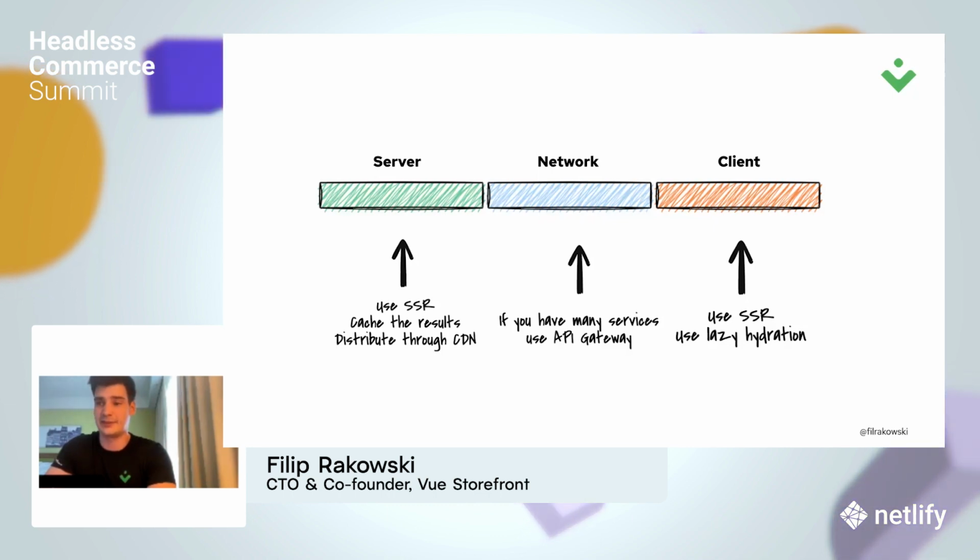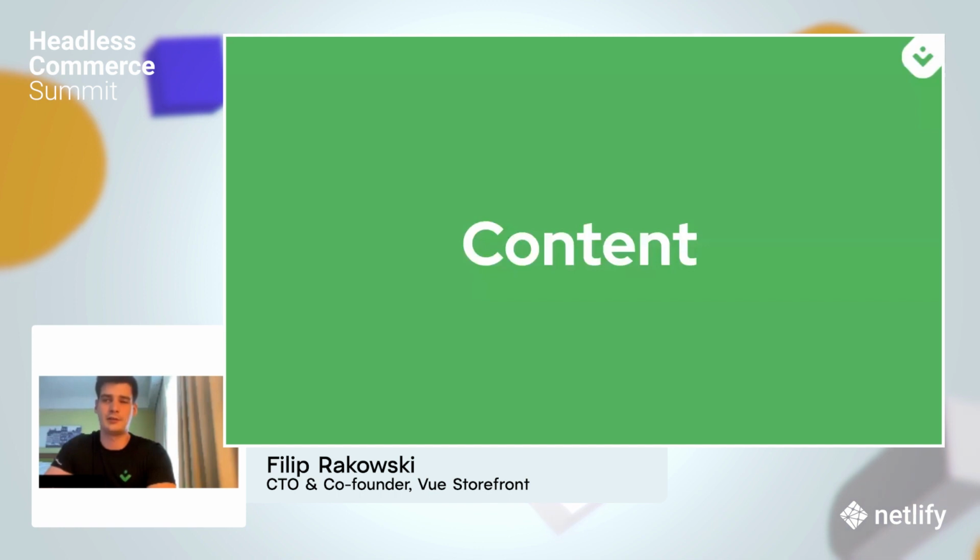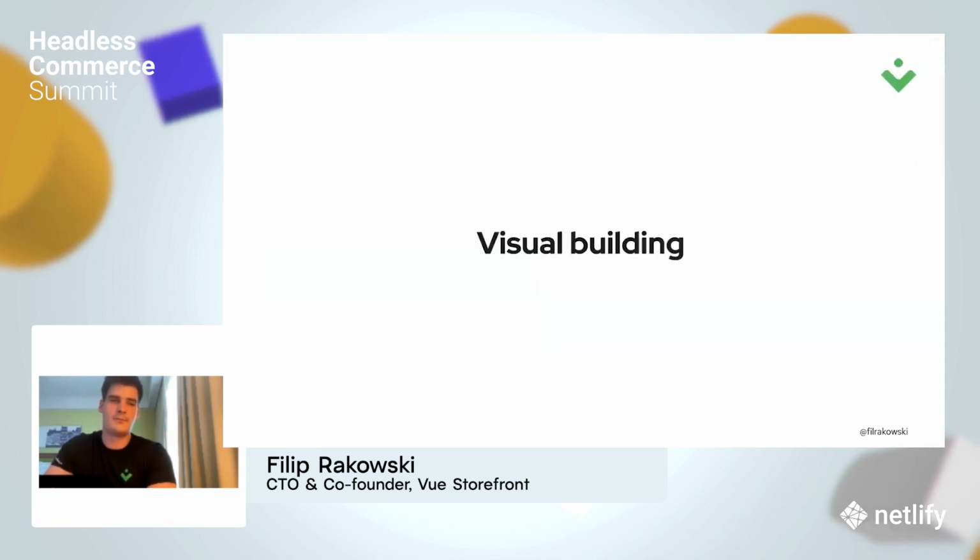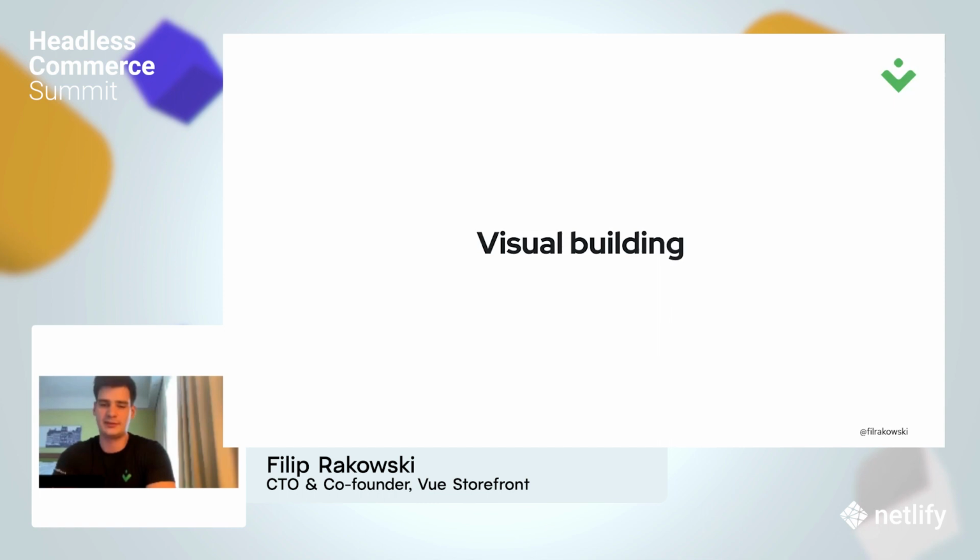So we already know how to make our website fast, but there is one more thing that is essential for a perfect frontend. It's content. Or to be more precise, it's how it's being delivered to the frontend. Most of the headless CMSs these days provide some kind of visual building capabilities, which means that marketers can just log into a CMS and visually build your website.